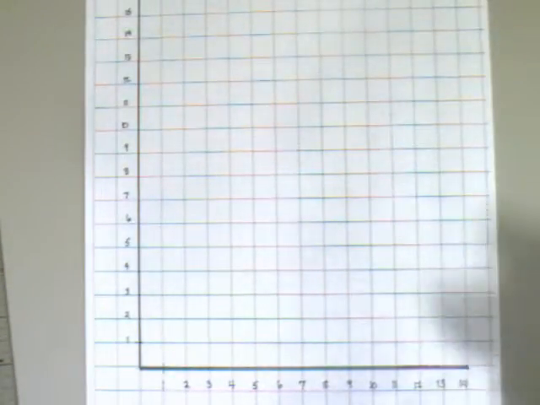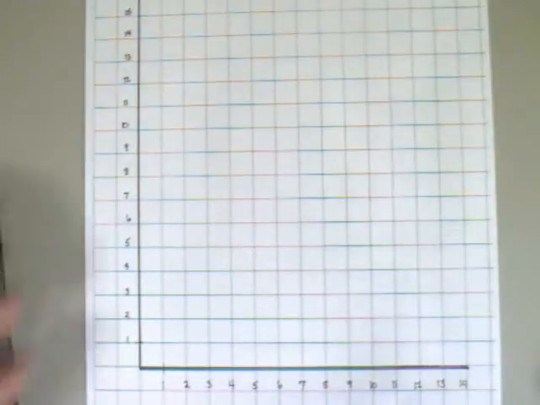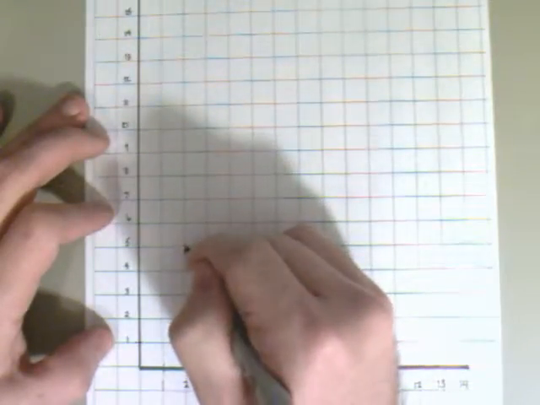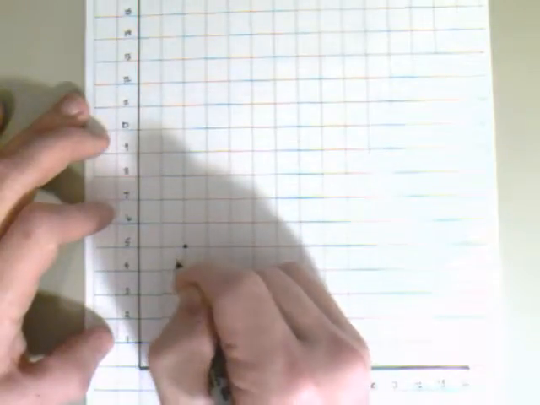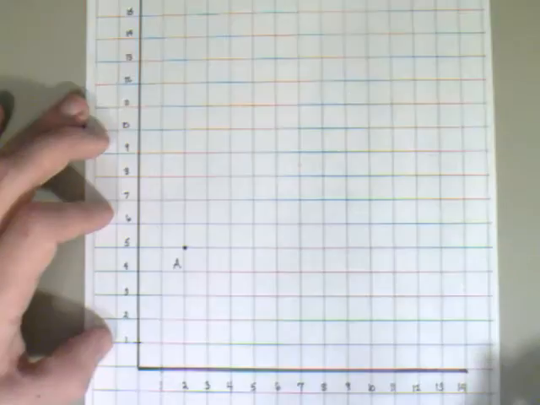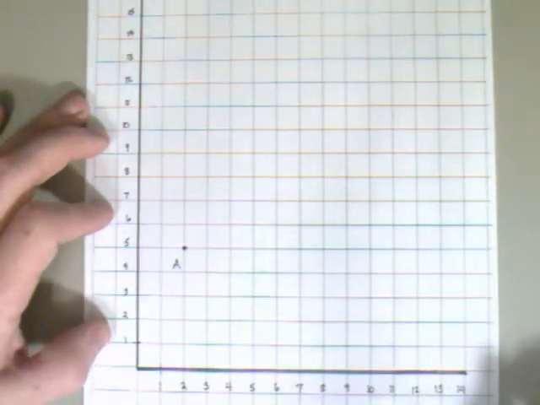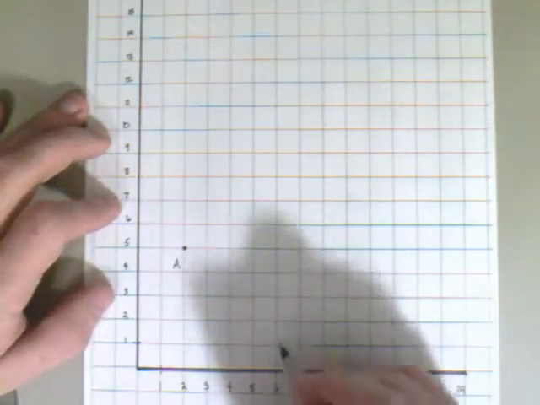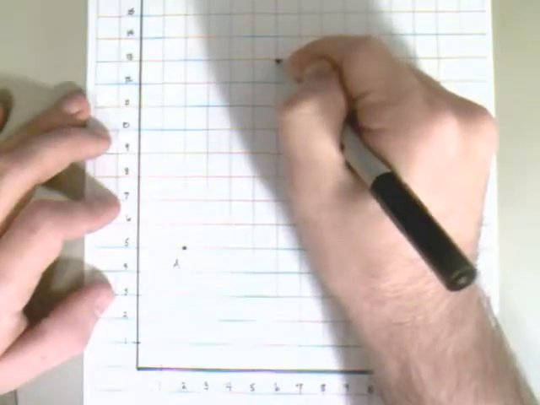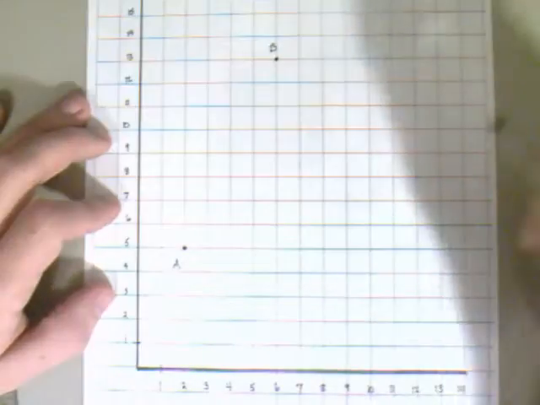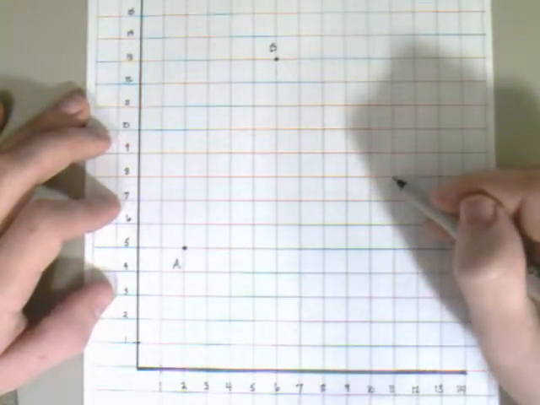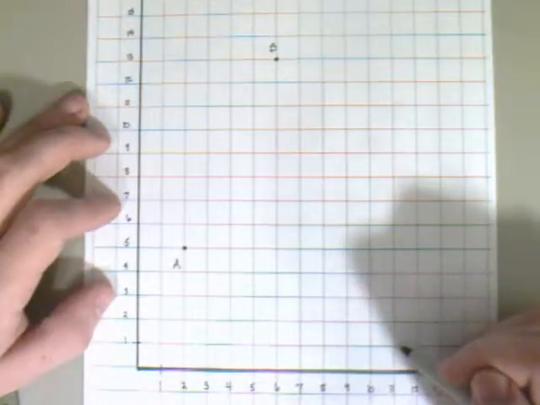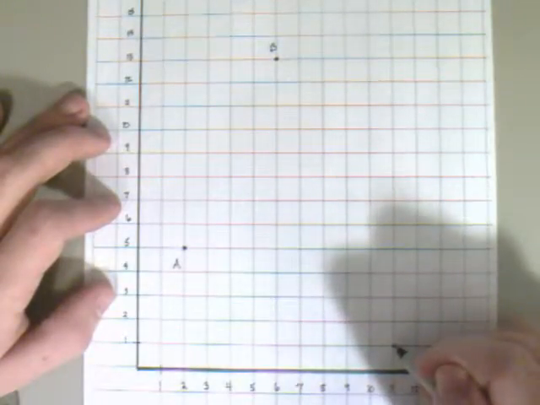Okay, so we need another triangle. Let's make a triangle with the first vertex at 2, 5. So go over 2 on your x-axis, up 5 on your y-axis. Label that point A. We need another vertex. Let's have a vertex at, let's say, 6, 13. Label that vertex point B. Then let's have another vertex at 11, 1. Label that point C.